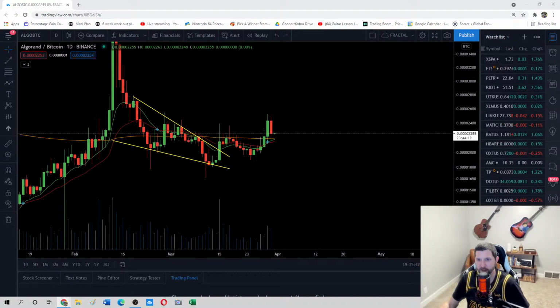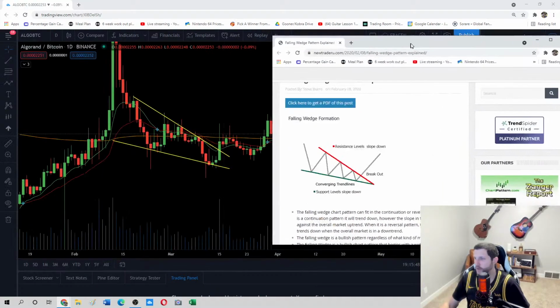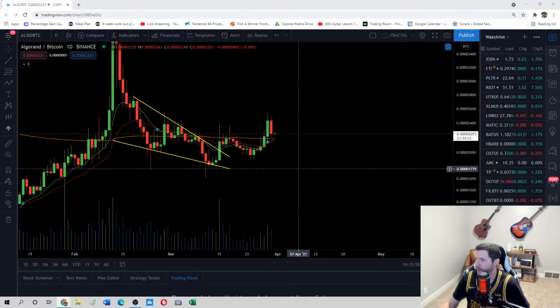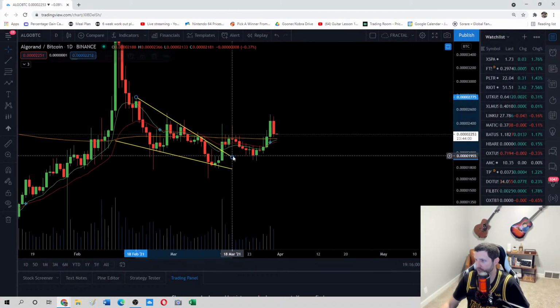So, falling wedge pattern. Let me open this. Basically what happens here is you have price falling down and then getting tighter at the bottom of this wedge, and then breaking out and continuing up. Okay. So you can see that's pretty much what happens here.